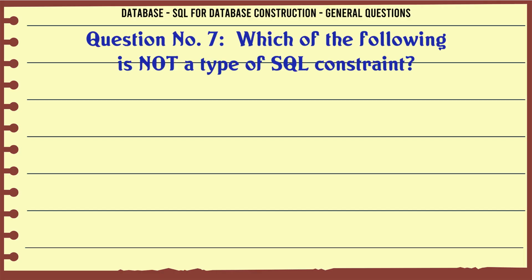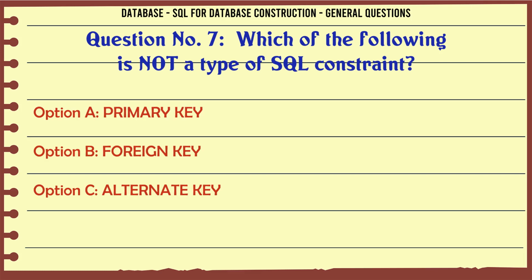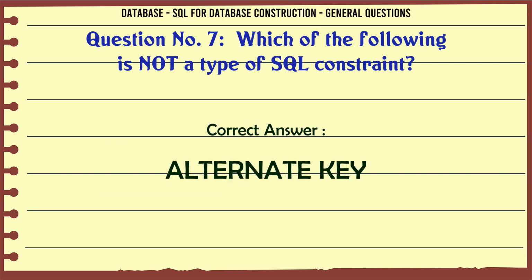Which of the following is not a type of SQL constraint? A. Primary key, B. Foreign key, C. Alternate key, D. Unique. The correct answer is alternate key.